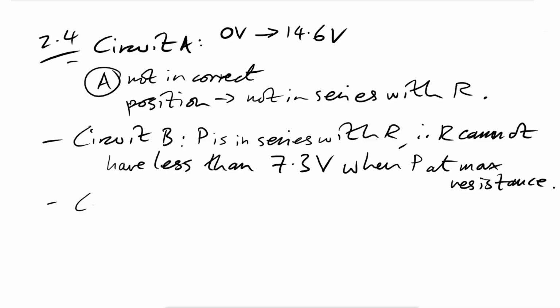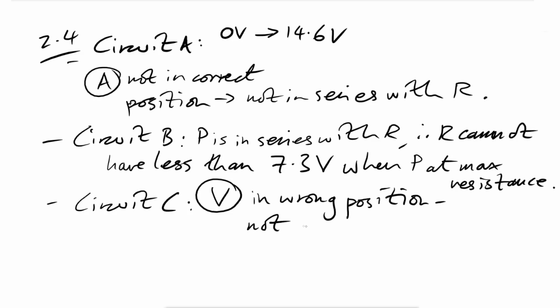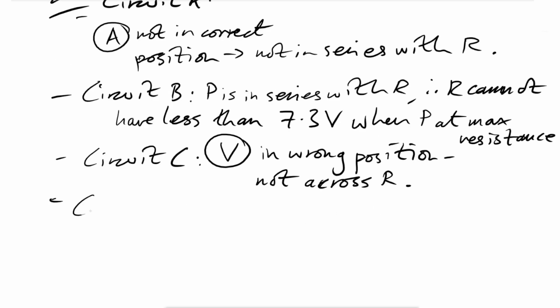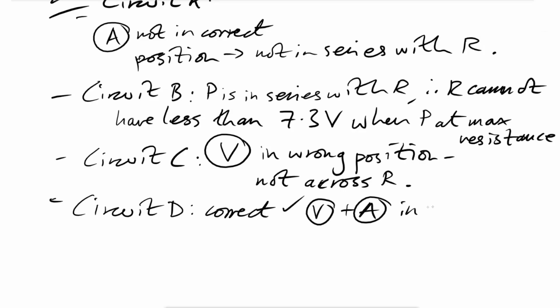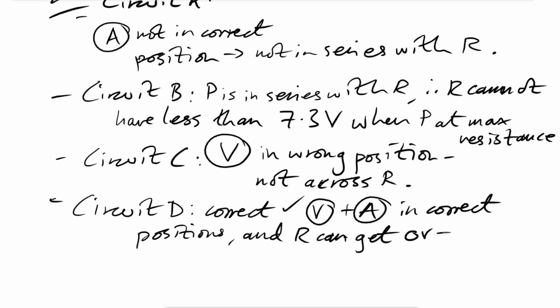So let's just go with circuit C. No, of course, the voltmeter in wrong position. It's not across R. So hopefully circuit D is our boy. It has to be by process of elimination, doesn't it? Voltmeter and ammeter in correct places, and R can get 0 volts to 14.6 volts if we change the value of P. Not a super easy question, that one. Involves a little bit of thought and some complicated diagrams.